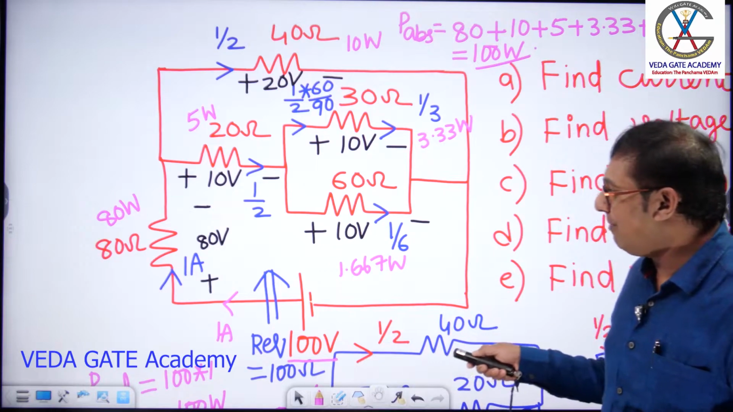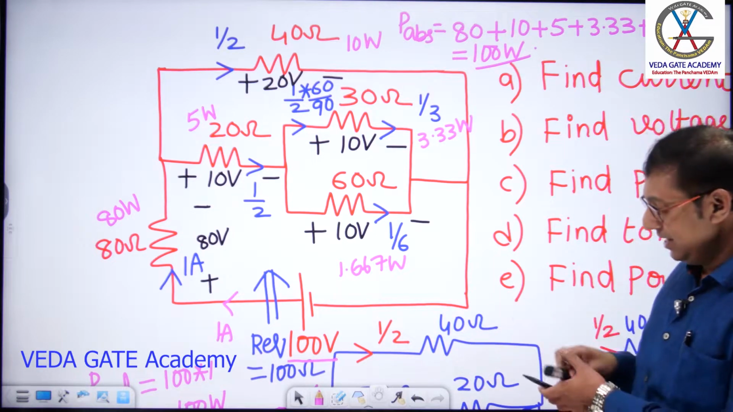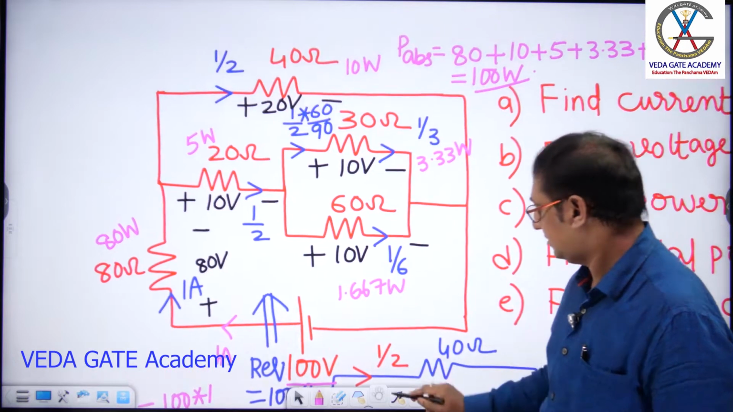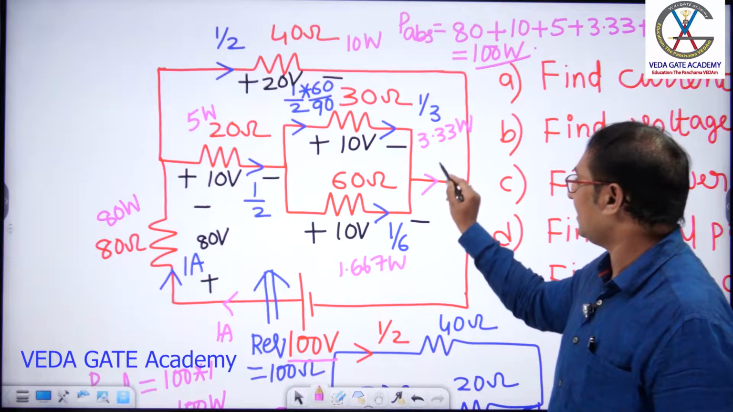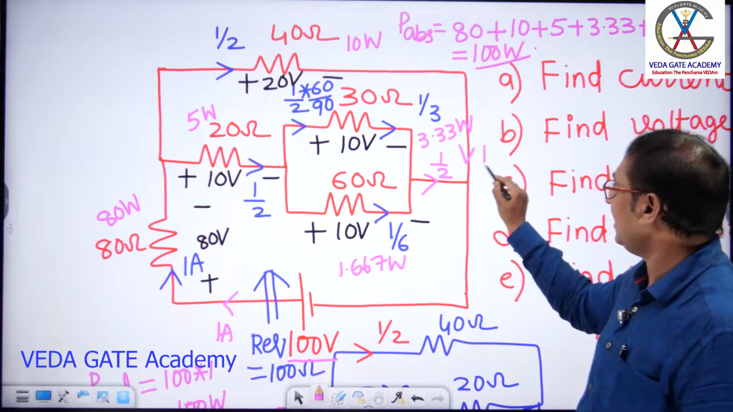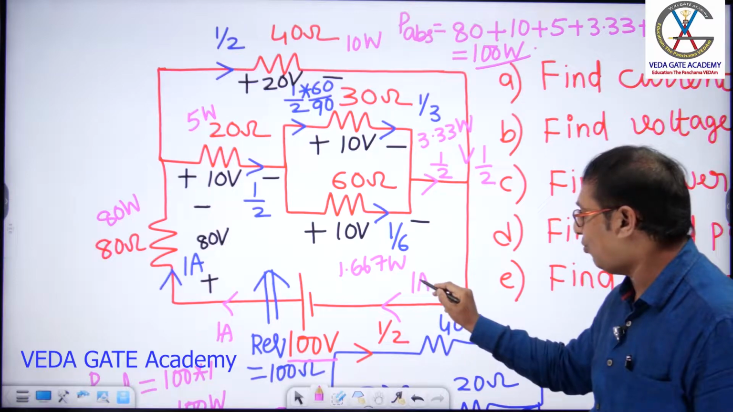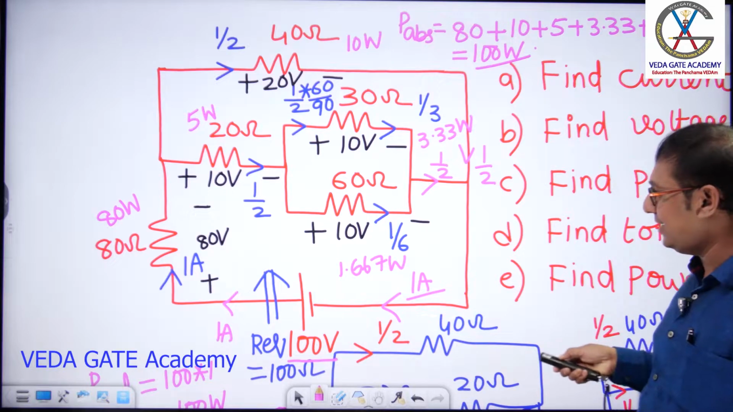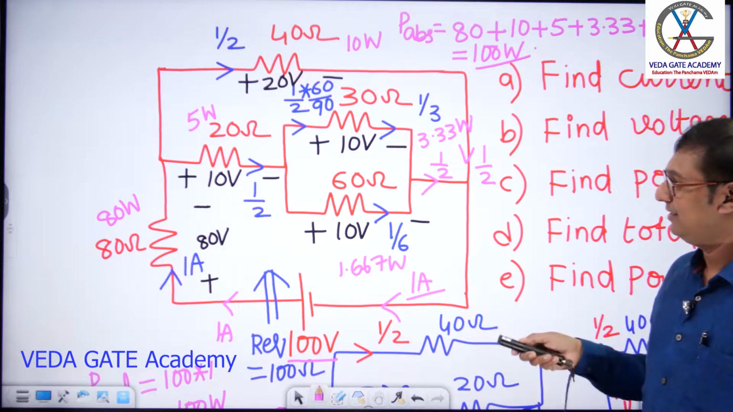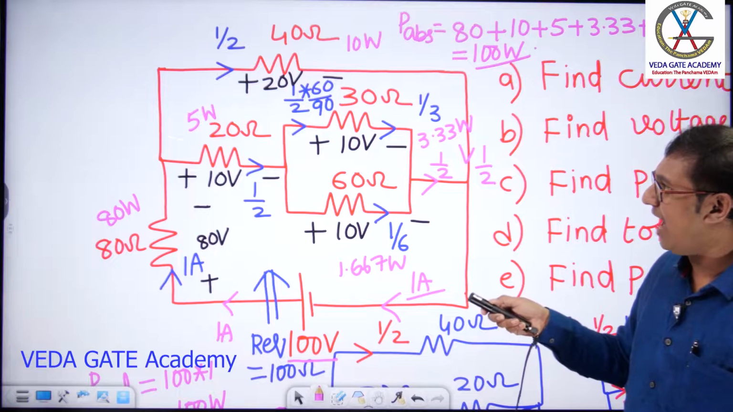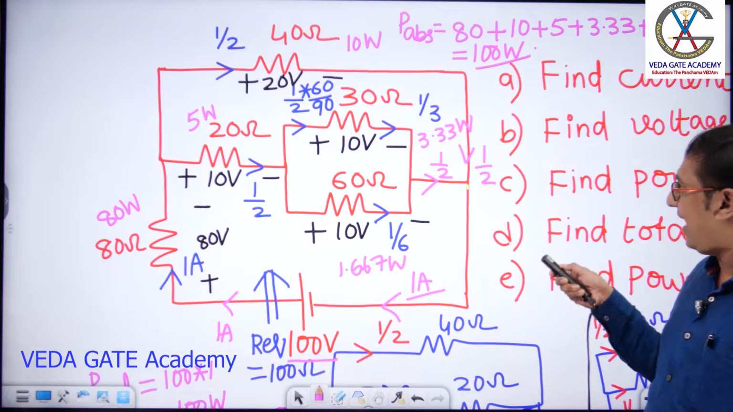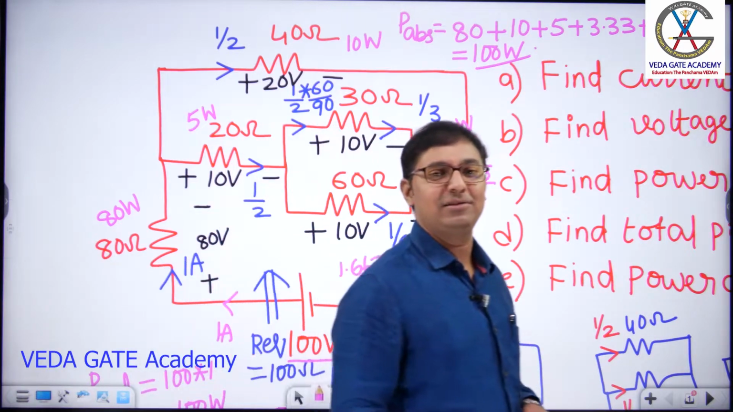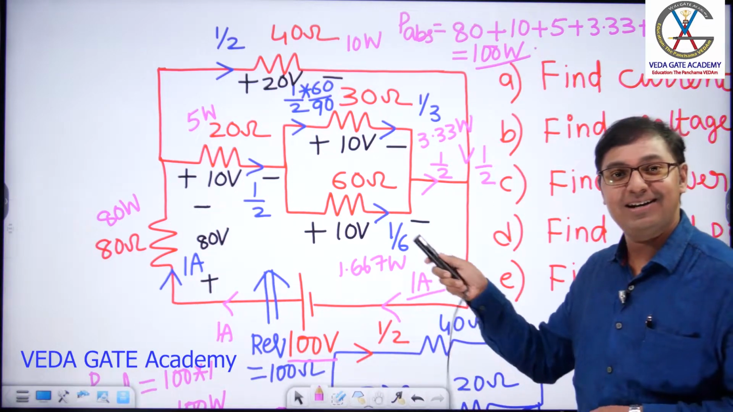Next, KCL please. How much current is coming out of the source? 1 ampere. If you observe, 1 by 3 and 1 by 6 add up to what here? Half ampere. Both currents add up to 1 ampere. Whatever current comes out, the same current enters the negative terminal of the supply. Next, 1 amp coming like this divides into half and half. Again, half and half adds up to 1. KCL is matched, KVL is matched, power law is matched. The answers which we got are 100% correct.